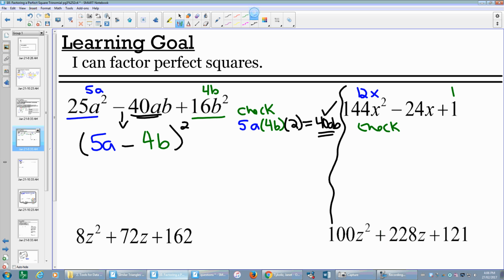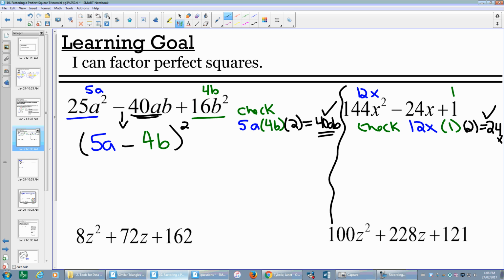I'm going to take that 12x, times it by 1, and I always double it. When I multiply all of that, 12 times 1 times 2 gives me 24x. So that's good. So now I can use my check. Now, do you actually have to write this check out? No, I'm getting into the habit. Some of you may want to get into the habit to check it because it doesn't always work out.